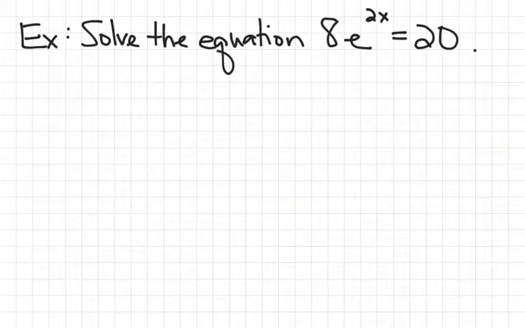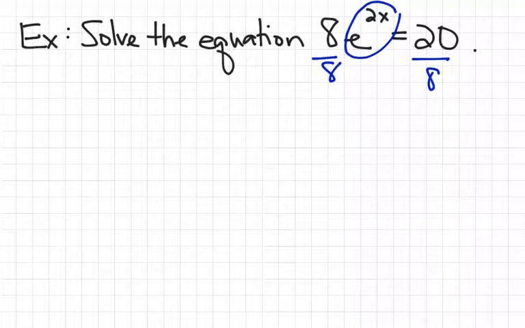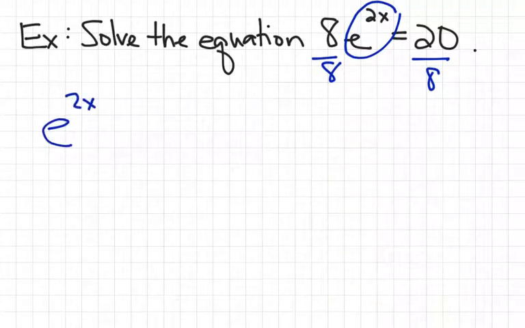Let's solve the equation 8 times e to the 2x equals 20. In order to solve this problem, I said a moment ago that we want to isolate the term with the exponent. Here's the term with the exponent. In order to isolate it, we're going to need to divide both sides by 8. Don't worry about reducing that fraction. We'll worry about getting rid of it later.